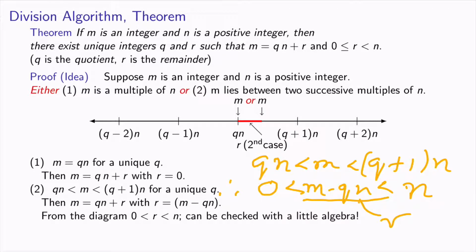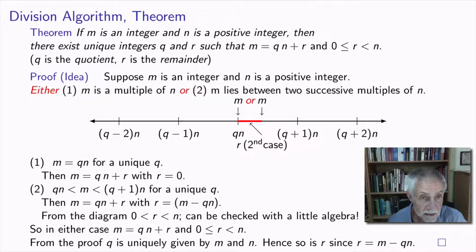So in either case, we have that m is equal to qn plus r, and r now can be 0 or lie strictly between 0 and n. So r is bigger than or equal to 0 and less than n. And from the proof, q was uniquely determined by m and n. Remember, q was that number such that m lay between qn and (q plus 1)n, or was equal to qn. So q is uniquely determined by m and n, and hence so is r, since r is equal to m minus qn.